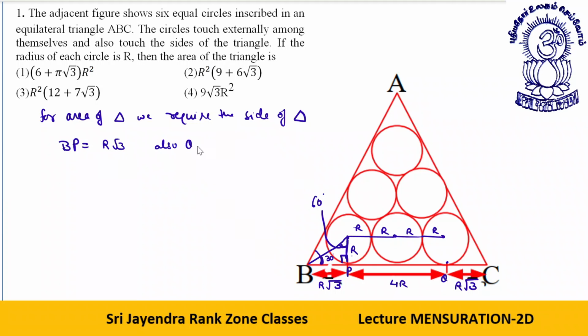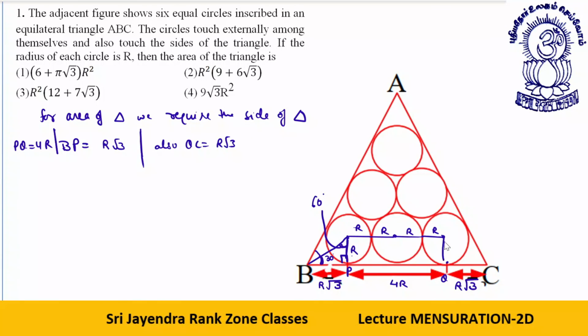Also, QC is equal to R root 3. And we have already found PQ. PQ is how much? PQ is 4R. I hope all this is clear. Yes. PQ is 4R, BP is equal to R root 3, QC is equal to R root 3. So in this one question, believe me, you have done so many concepts.